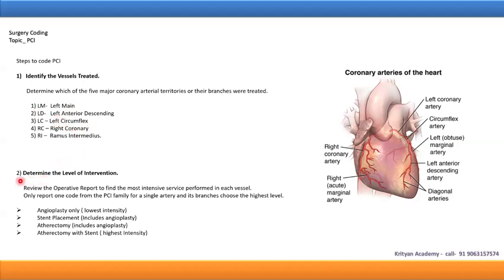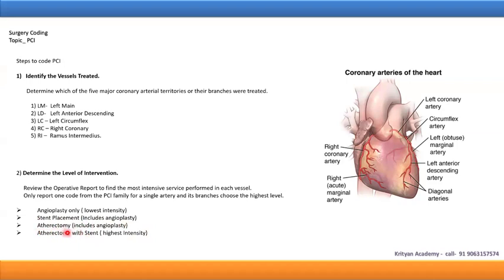What procedure are we discussing? PCI. And the second step: determine the level of intervention and review the entire operative report to find the most intensive service performed in each vessel. Only report one code from the PCI family for a single artery and its branches; choose the highest level. There is a hierarchy in this. Angioplasty only, we can code only angioplasty. If they are performing angioplasty and stent placement on the same vessel, we will only code stent placement, as it includes angioplasty.